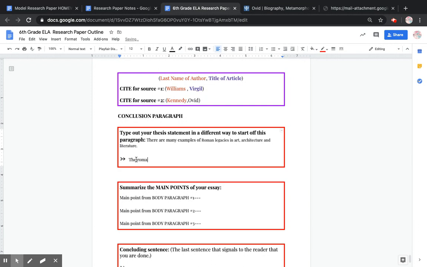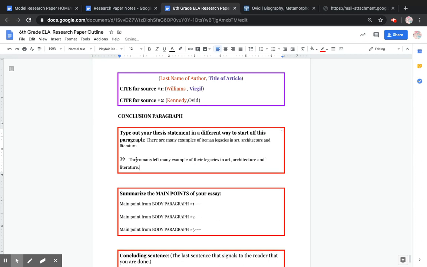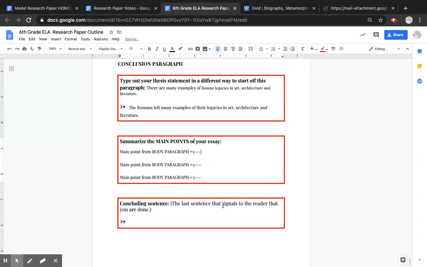The Romans left many examples of their legacies in art, architecture, and literature. So now, examples, it's plural. Now what I want to do is summarize the main points of my essay.